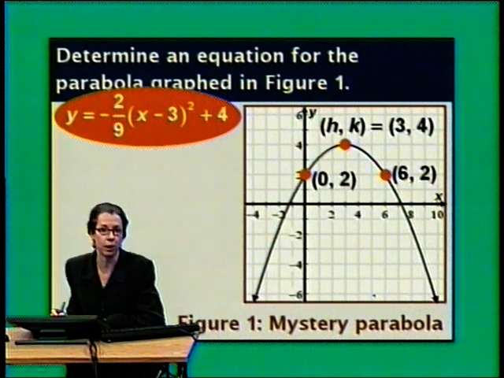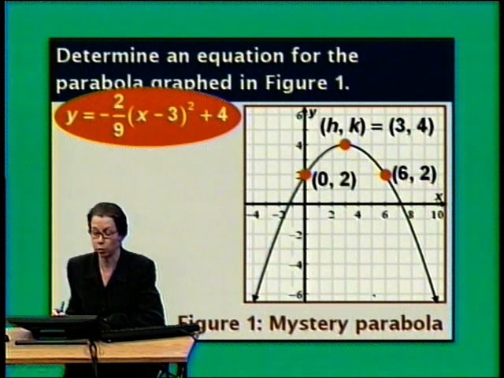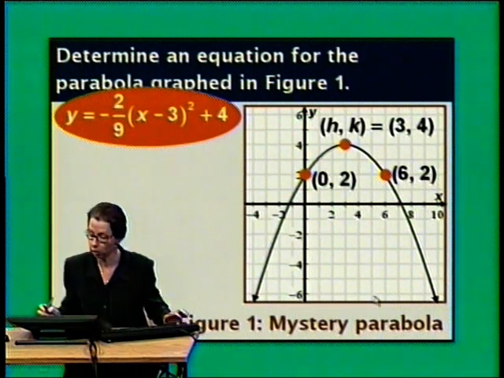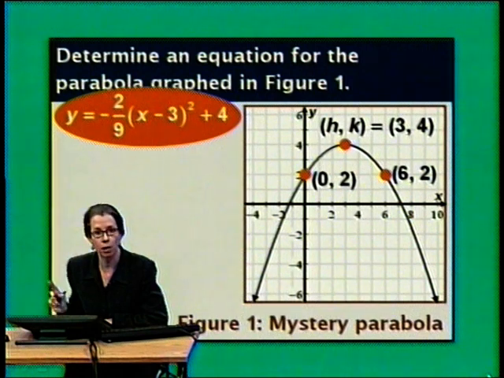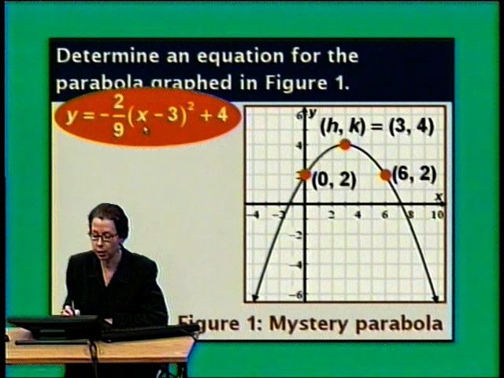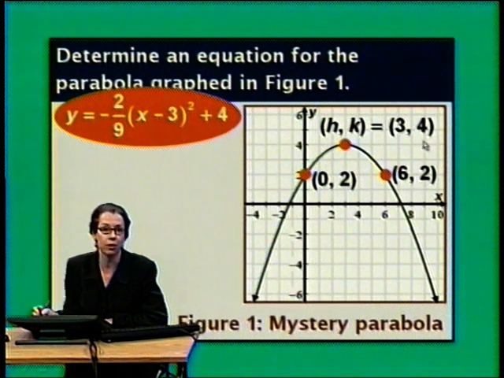So here's my equation and here's my parabola. Now what I have here is another point on the parabola that I got from using symmetry, the point (6, 2). So I want to check whether or not the points on the parabola satisfy the equation. Well, first of all, let's look at the vertex, (3, 4). Well, when x equals 3, I have negative 2/9 times 0, so y equals 4. So the vertex certainly satisfies the equation. But I want to check these 2 points as well.